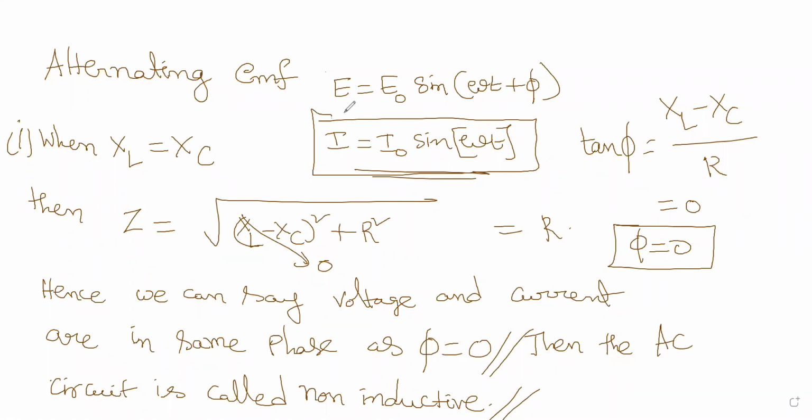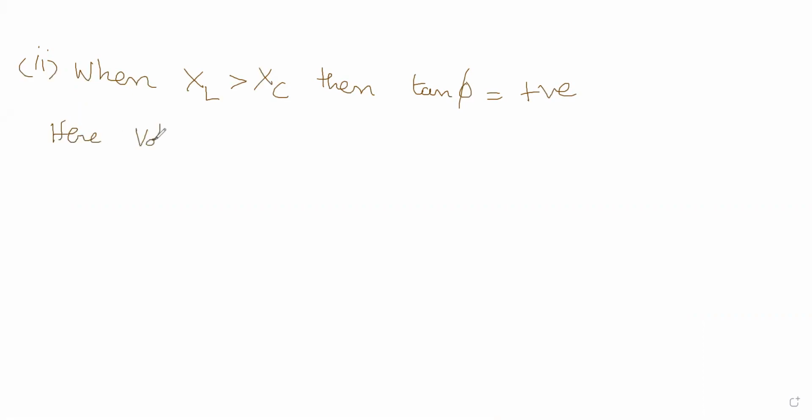So we have case 2, when XL is greater than XC, then tan phi is a positive value, obviously. Then here voltage leads current. So remember the LI, voltage leads current for an inductor.